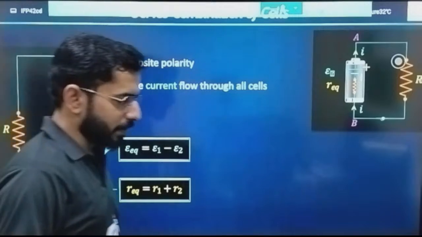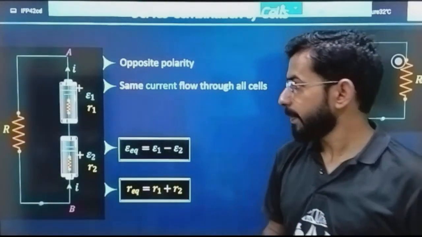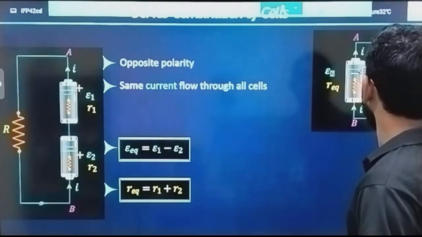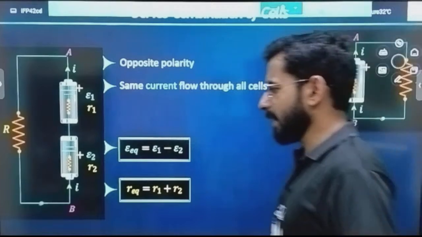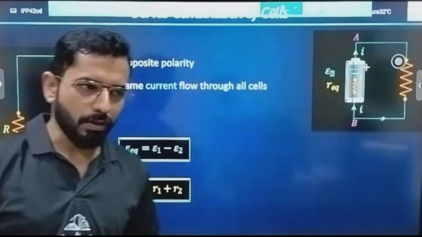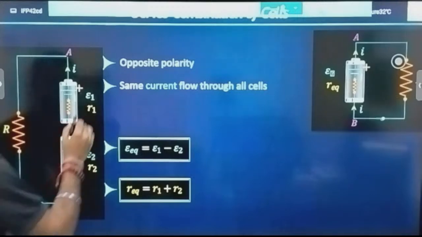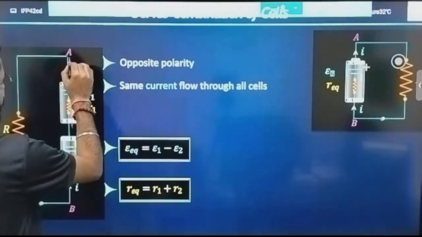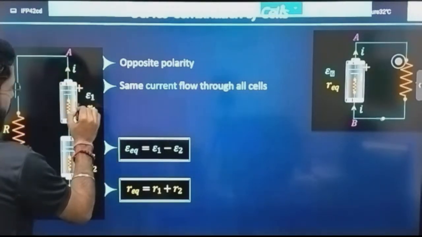Now what will be happening if there is opposite polarity? Okay, so let's again apply KVL from A to B, the same process that we followed for the same polarity. Now start from point A. Firstly, what are you going to cross? You are going to cross the battery.